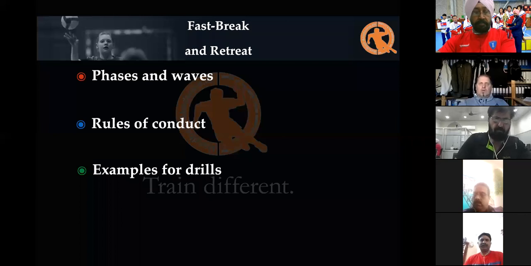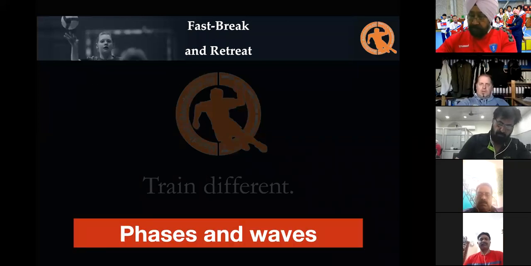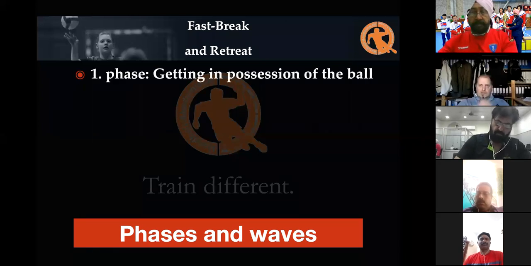Quite important information, because some of those elements you will see in the videos afterwards for sure. Second is the rules of conduct for the players in fast break and retreat. And the third is to give some examples for drills, how we can teach that and integrate it in our training sessions.